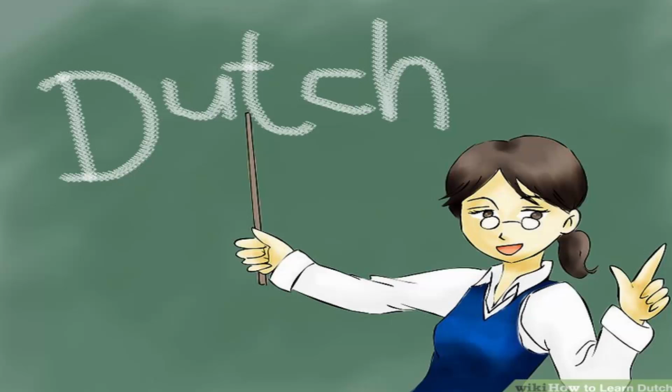Just listen. Ik ben mevrouw Jansen. Here's how to say I am in Dutch. Repeat, starting with the end. Ben. Ik. Ik ben. Say, I am Ms. Jansen. Ik ben mevrouw Jansen.